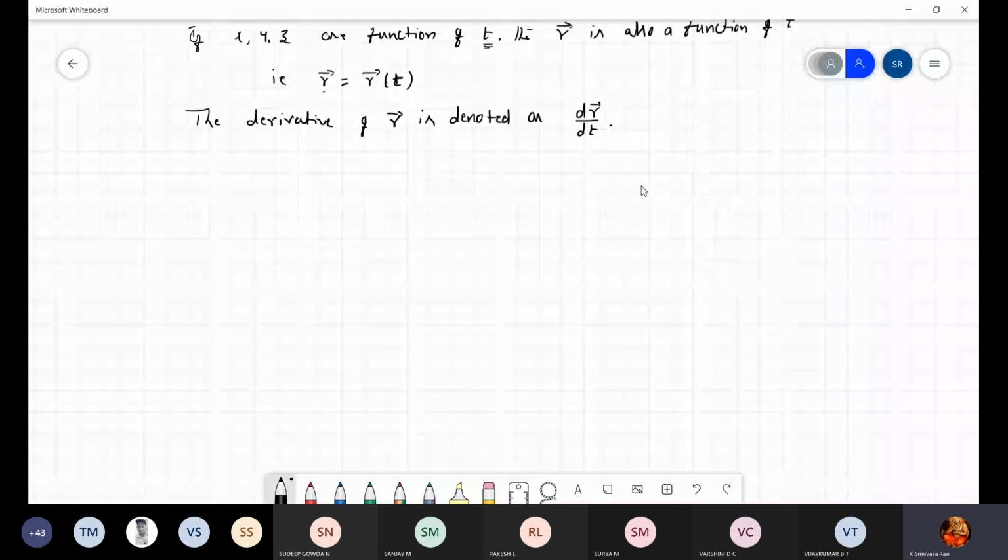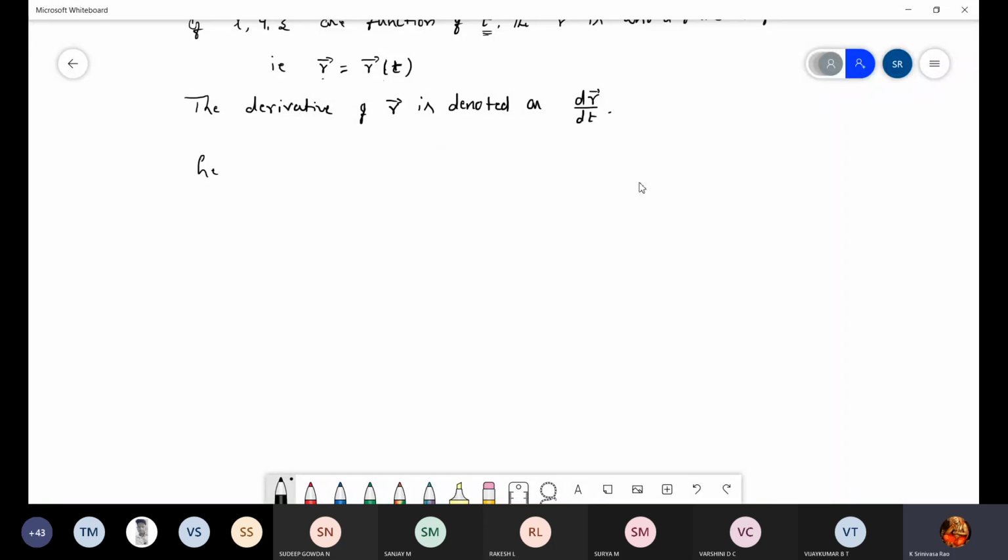Geometrical meaning of derivative of a vector. So very important. The first question comes from this topic only: in vector differentiation, especially the geometrical meaning and physical meaning. The problems are related to this topic.